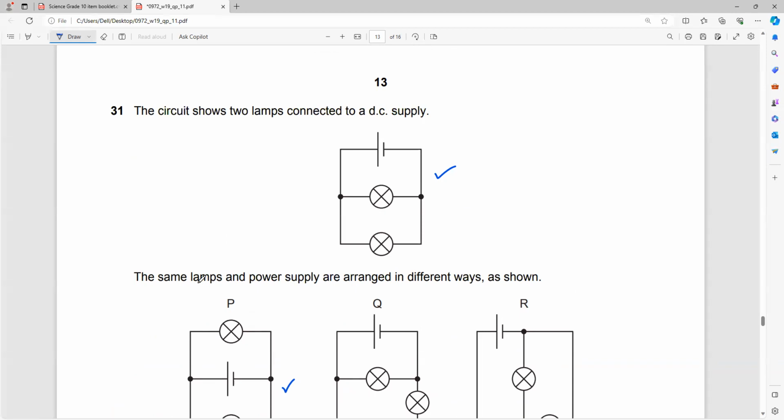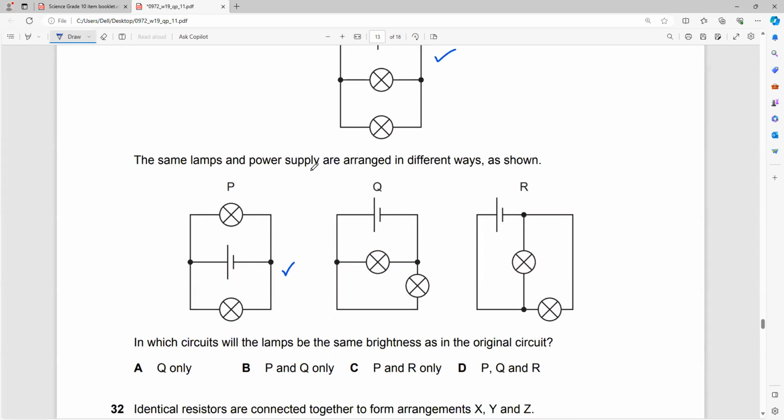The circuit shows two lamps connected to a DC supply. The same lamps and power supply are arranged in different ways as shown. Everywhere you are noticing the junctions, so it is definitely a parallel connection. That is the primary point which you all need to remember. Everywhere it is a parallel connection.